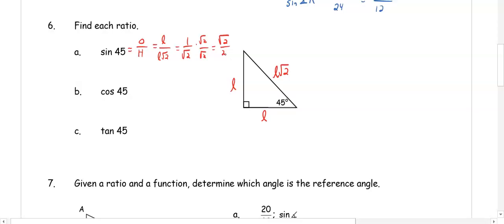The cosine of 45, adjacent over hypotenuse. Well, the adjacent side is also L, and the hypotenuse is L root 2, so this one is actually going to reduce to the same fraction of root 2 over 2. And then the tangent of 45 is the opposite over the adjacent, so L over L. That simplifies to 1 over 1.